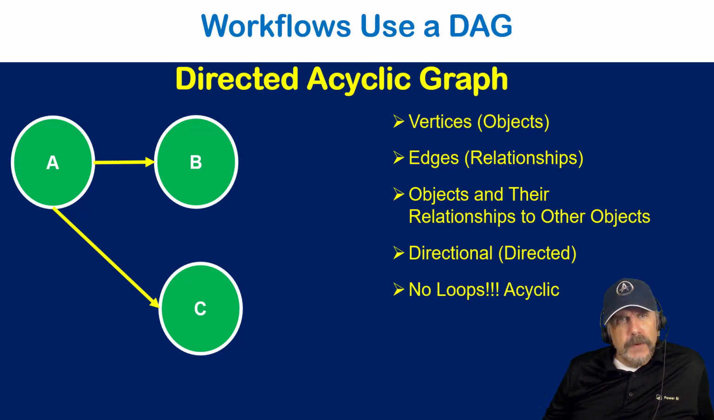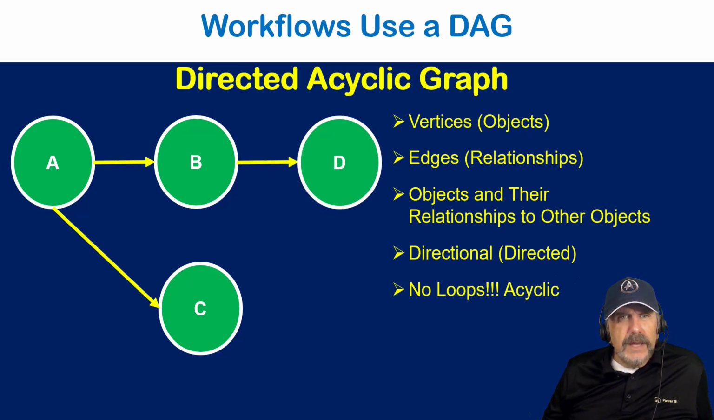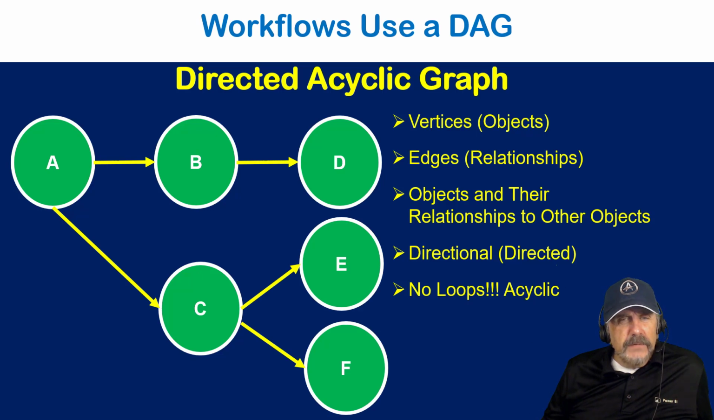And you notice it's directed, meaning it's going in a certain direction, right? The circles here are vertices and the lines between them are edges. The edges define relationships between the objects, and as I mentioned, it's directional, and B can then execute D. Notice B and C can execute in parallel, and C can execute E and F in parallel because there's no dependency drawn between E and F.